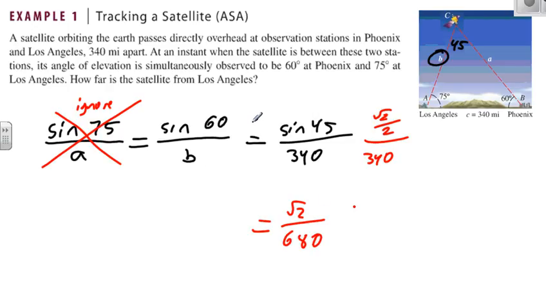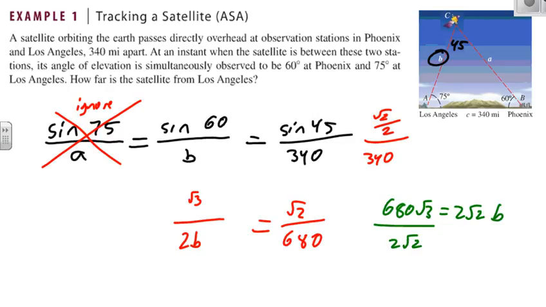equals sine of 60 over b. 60 would relate to our pointer finger, so fold that down. And sine is the second number, so that'd be square root of 3 over 2 over b, or you could just say square root of 3 over 2b. And then cross multiply. 680 square root of 3 equals 2 square root of 2 times b. So divide by 2 square root of 2.